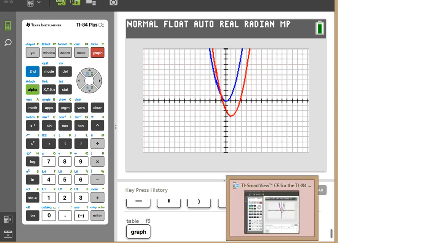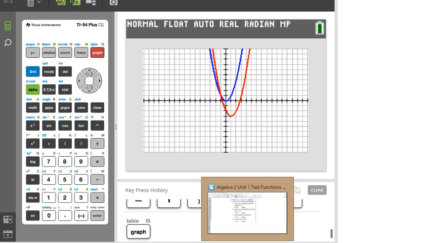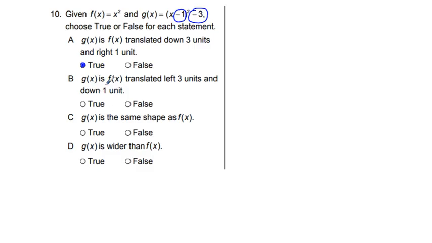Now let's answer things about that, because still people made mistakes. G of x is f of x translated left 3 units and down 1 unit. That's not correct. But A can't be right and B be right also. G of x is the same shape as f of x.